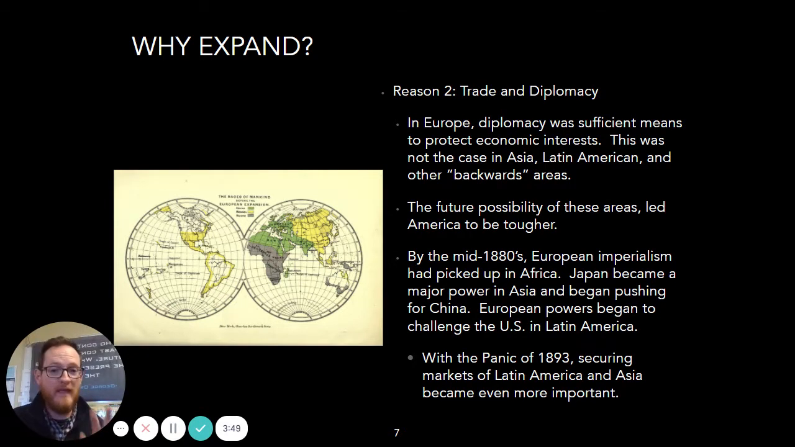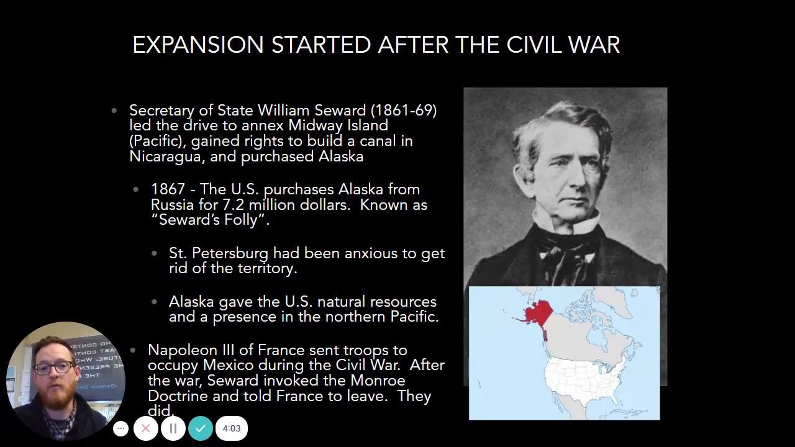You will see that European countries had picked up the imperialism that they were doing, especially in Africa. Japan had done the same thing. So in one way, we were trying to keep up with other countries that were starting to get more involved around the world. So, expansion starting after the Civil War as far as land goes.